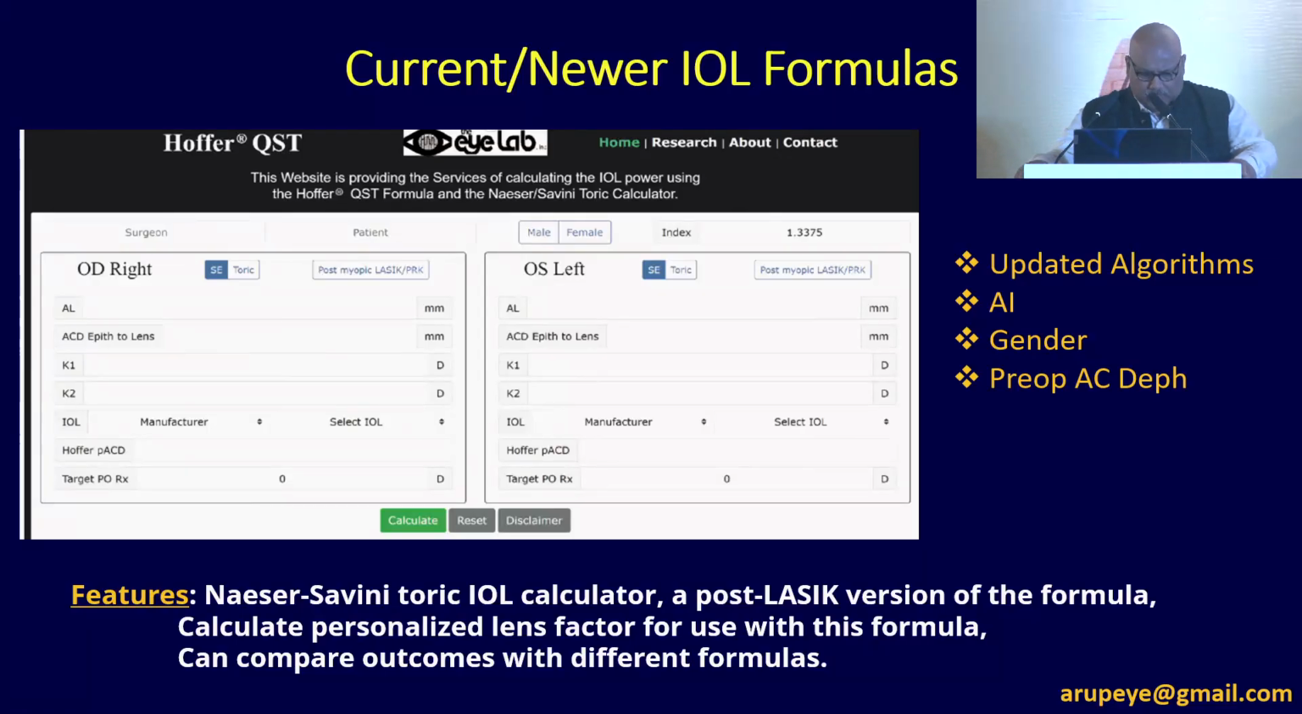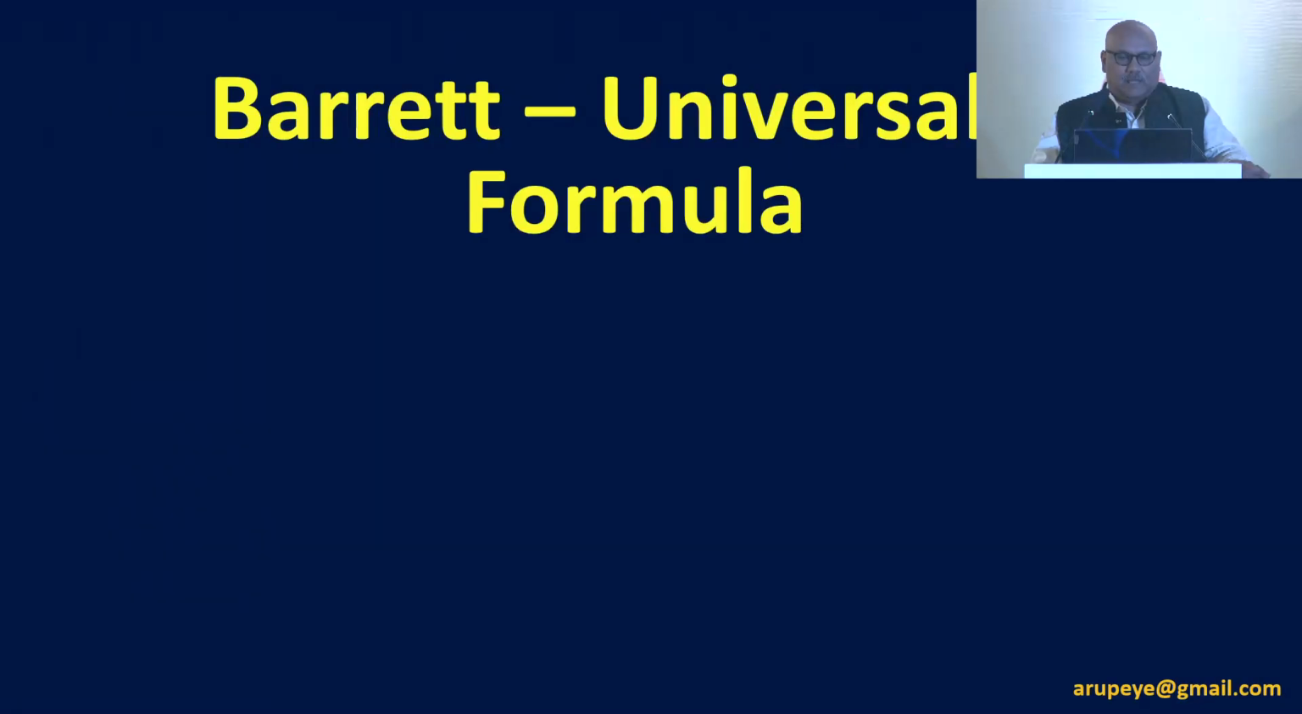Many people have been using Hoffer Q, but in fact, in my personal discussion with Ken Hoffer, he told me that Hoffer Q is something which he wants people to abandon, but then people won't do it. So he updated this formula, Hoffer QST, so it has updated algorithms including artificial intelligence. It has taken gender into account, and there is preoperative anterior chamber depth, and this is also incorporated in the ESCRS site. I'll come to it later on.